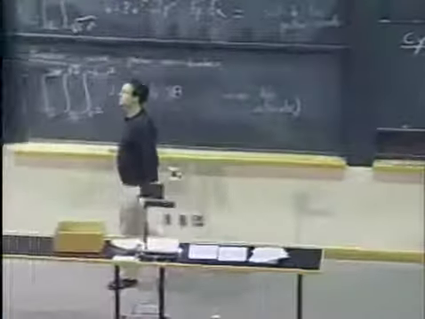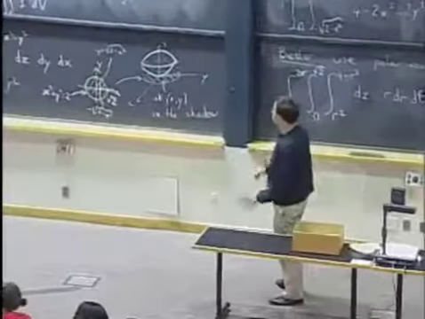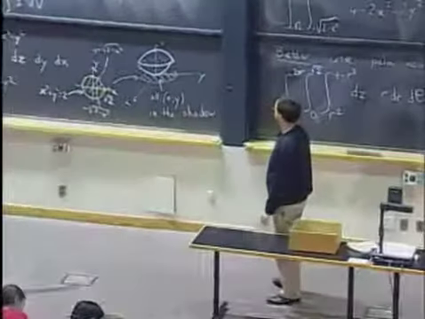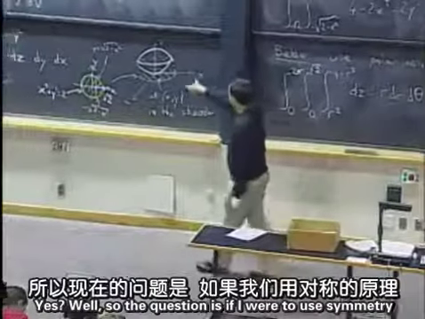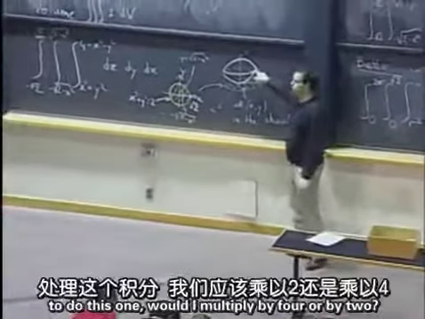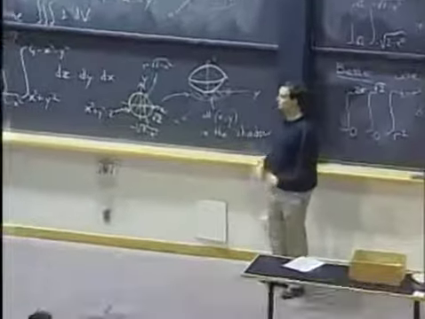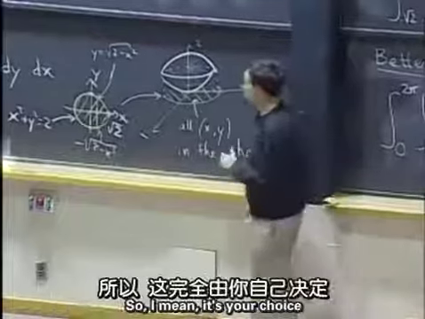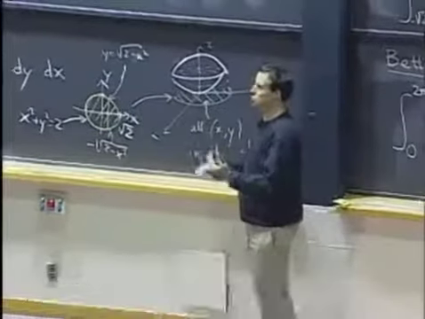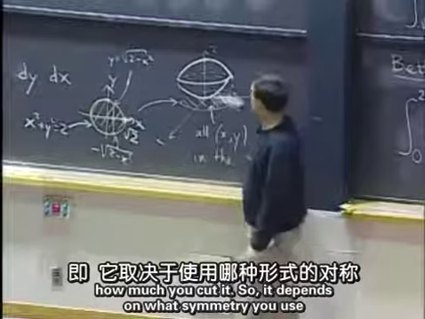Going back to that triple integral, when you multiply by 4... Well, it depends. So the question is, if I were to use symmetry to do this one, would I multiply by 4 or by 2? Well, it depends on how much symmetry you're using. It's your choice. You can multiply by 2, by 4, by 8, depending on how much you cut it. So it depends on what symmetry you use.